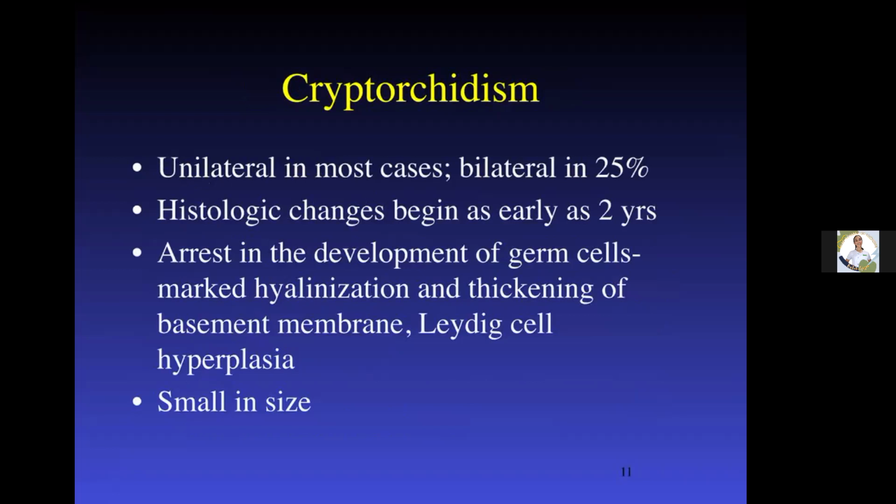It is unilateral, or one side only, in most cases, but can be bilateral in 25% of cases. Histologic changes begin as early as 2 years. What are the histologic changes? You can have germ cell development arrest, marked hyalinization and thickening of your basement membrane, and Leydig cell hyperplasia. And of course, the testis is small in size.